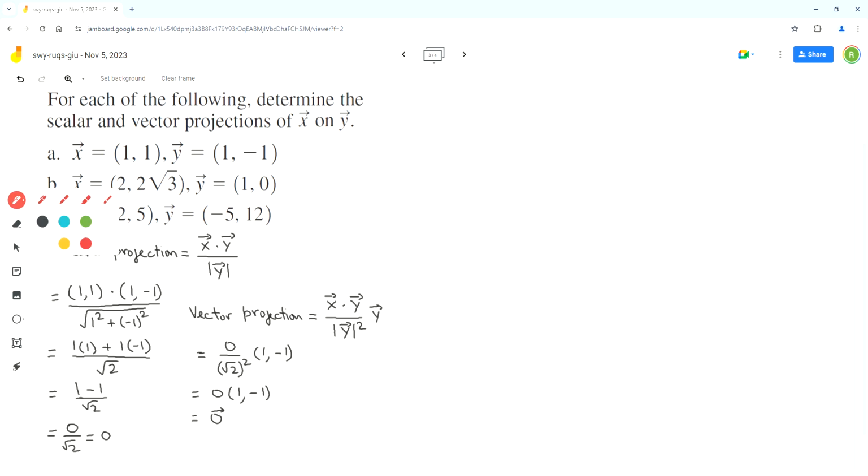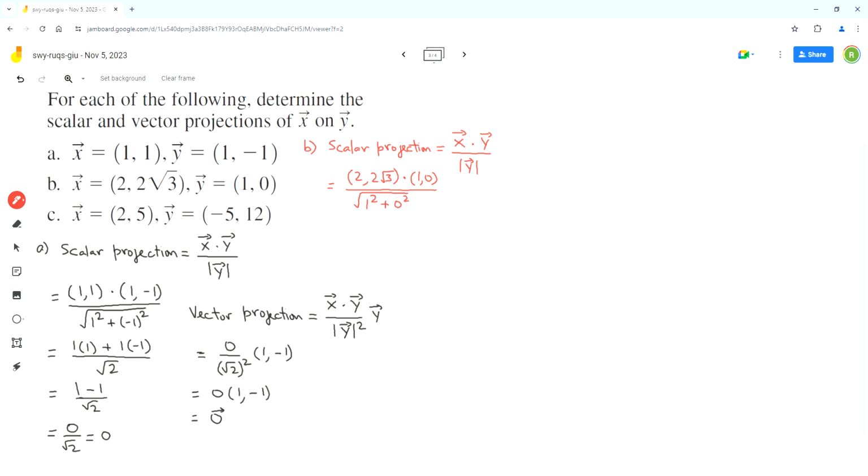Now we can analyze part B. So let's start with scalar projection. So we can use the given vectors. Now we can do the dot product in the numerator. So we'll multiply the x components and y components. And in the denominator, we just get 1.